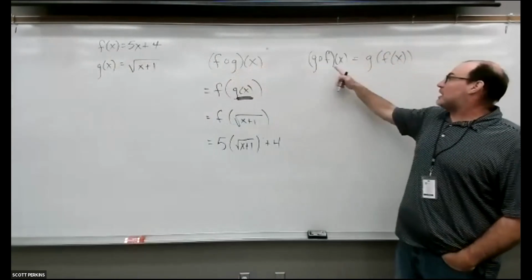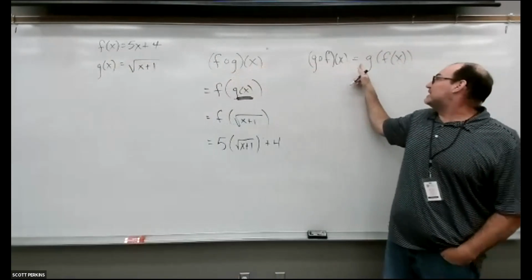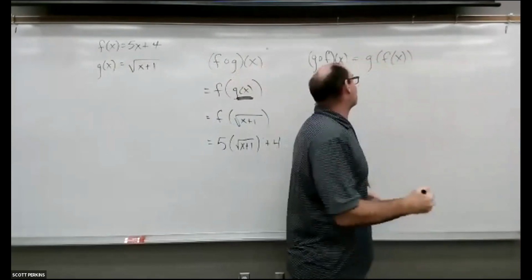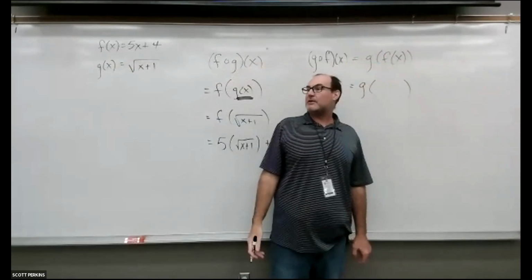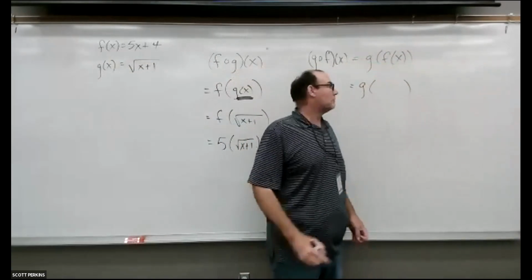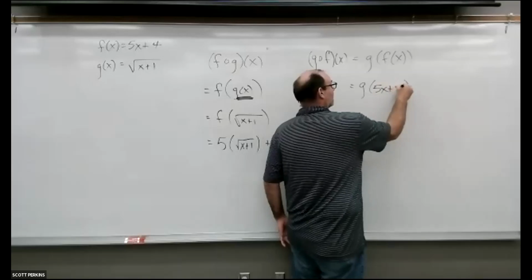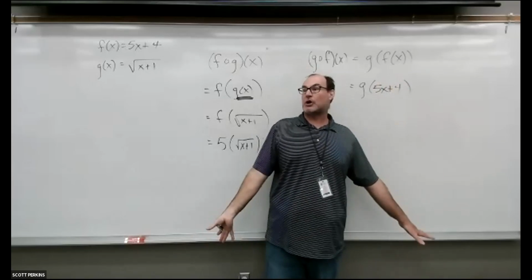All right, this time g comes first. So the g is on the outside. And into the parentheses, I'm plugging in f of x. So here goes. What am I throwing into the function g? What goes inside those parentheses now? 5x plus 4. We reverse the order. So far, so good? Anybody got a concern?